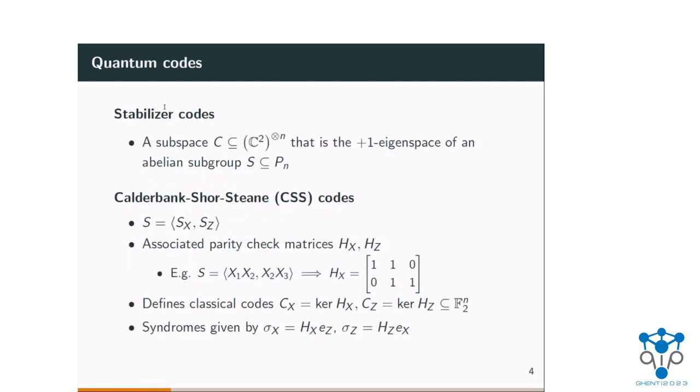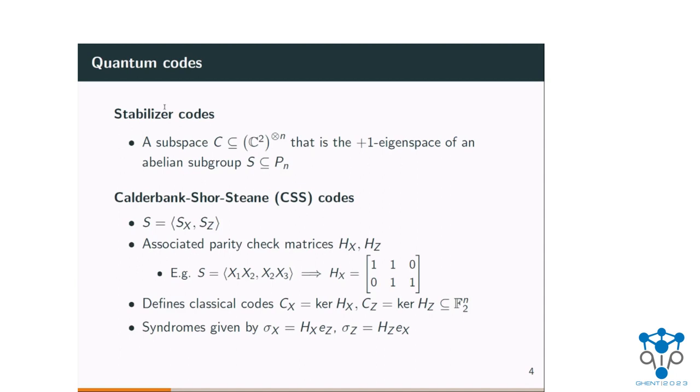Here are some basics of error correction that I'm sure a lot of you already know, but just to fix some notation. We're talking about stabilizer codes, which are a subspace of the n-qubit Hilbert space, the +1 eigenspace of some abelian subgroup of the Pauli group. The codes we're dealing with are CSS codes, which means that the stabilizer group can be generated by two sets. One is purely a product of X-type Paulis, and the other is purely a product of Z-type Paulis. That's the structure we're working with.